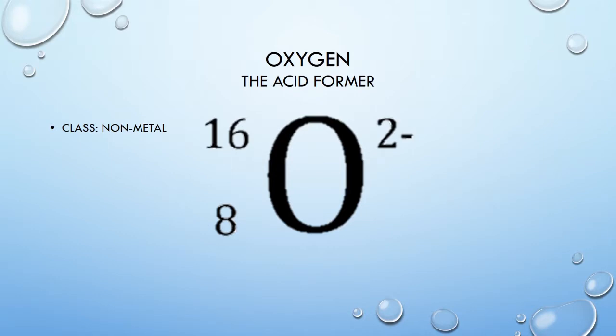Hello, and welcome to the Element Actual Spotlight featuring oxygen, the acid form. Oxygen is the 8th element in the periodic table of elements and is classified as a non-metal. It is part of group 16, which creates -2 ions. Its atomic mass is 16, which means that it normally has 8 protons, 8 neutrons, and 8 electrons, 6 being in its valence shell.